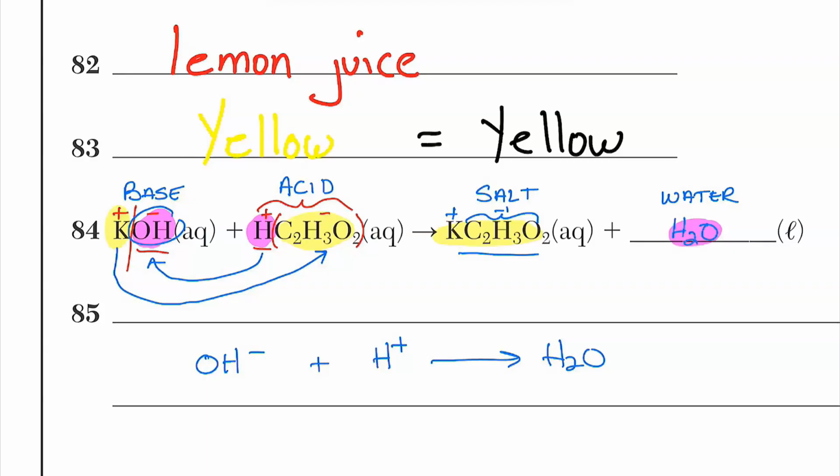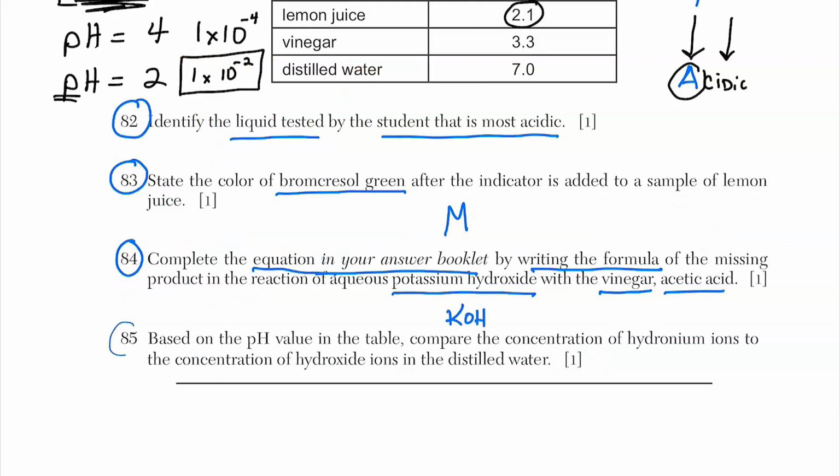On to number 85. 85, we did it. We got to the last question here, party people and people that don't know what the party is. Okay, so based on the pH, party is right here, of course. Based on the pH value in the table, compare the concentration. I'm underlining these things because I want you to understand what they're asking. Compare the concentration, that's the molarity, of the hydronium ions.